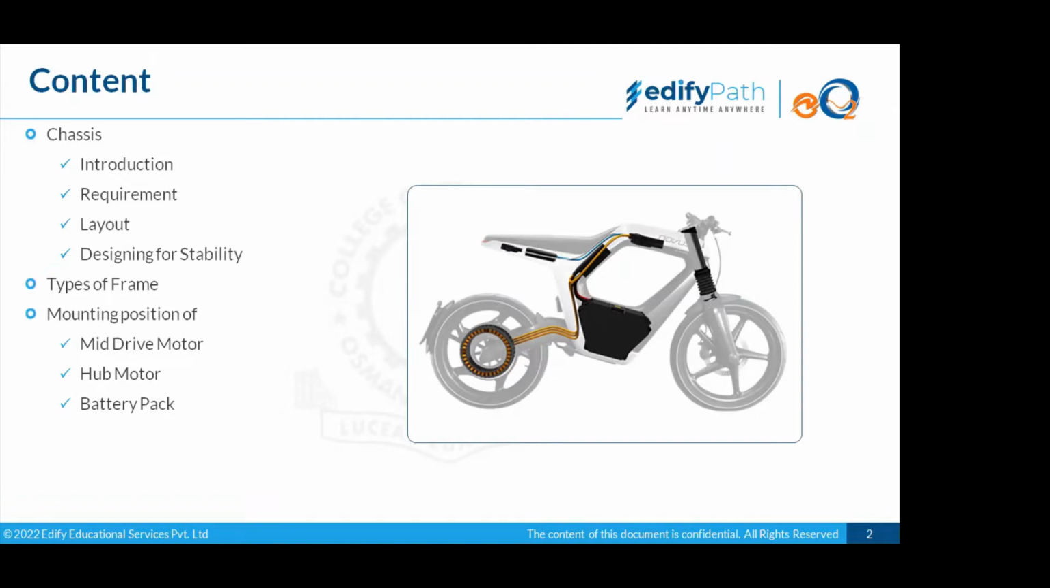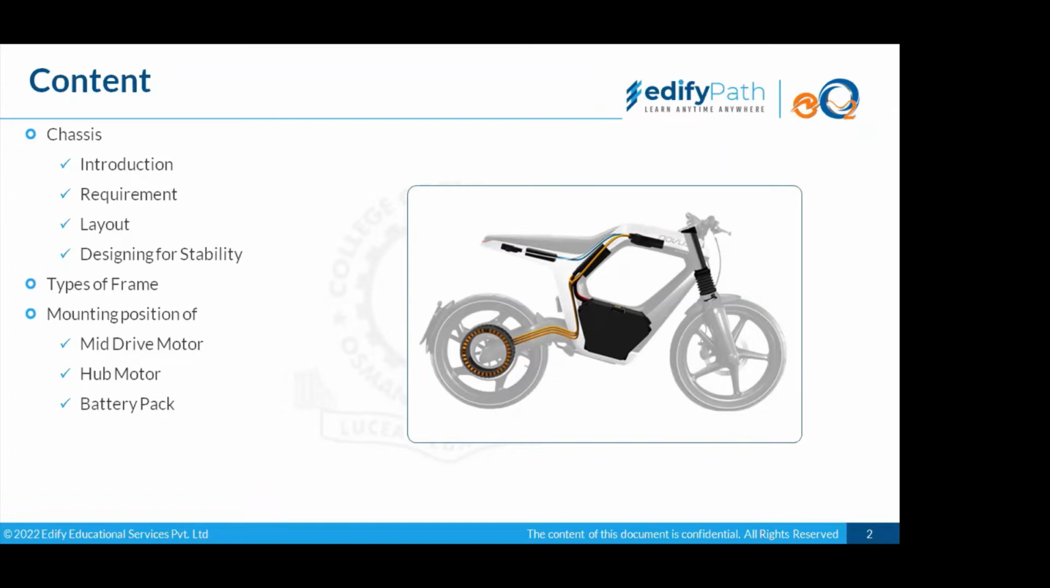To give you an idea, if you are designing a bike for a normal ICE versus designing it for an e-vehicle, the two major differences are these. In your electric vehicle, the engine would be replaced by a motor and a battery. So you have to place them accordingly, make space for the battery and motor, and decide whether it would be a hub motor driven bike or a mid-drive driven bike. Accordingly, you have to make alterations in the chassis.